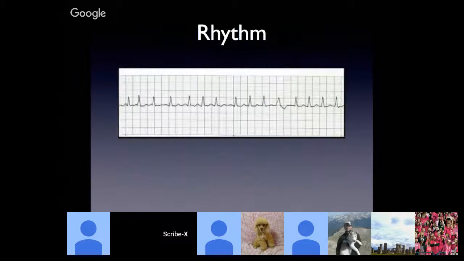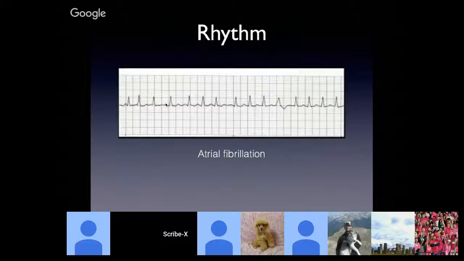Rhythm. Rhythm disturbances are very common. Most rhythm disturbances are relatively benign. Some are dangerous, and some are deadly. This is an irregular cardiac rhythm, which you can tell because there's a beat here, or 2 beats, and then there's a little delay of the beat. The beats and the distance between the beats are variable and irregular. So we call that an irregular rhythm.